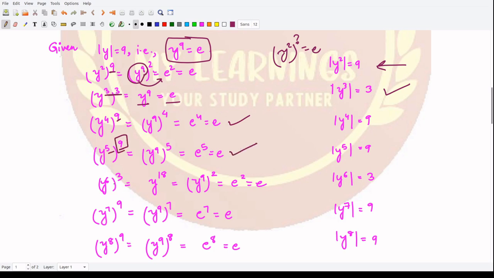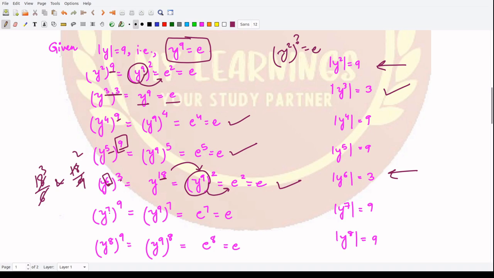What about 5? Again, nothing in common, so you only have to take the number as 9, so it becomes identity. Again, for 6, yes, we have something which is a common multiple of 6 as well as 9. That is 18. 18 is divisible by 6 as well as by 9, correct? So in this case you can take the power as 3. It becomes 18. You can write 18 as 9 into 2, right? y raised to power 9 is your e and e square is e. Hence the order here is 3.